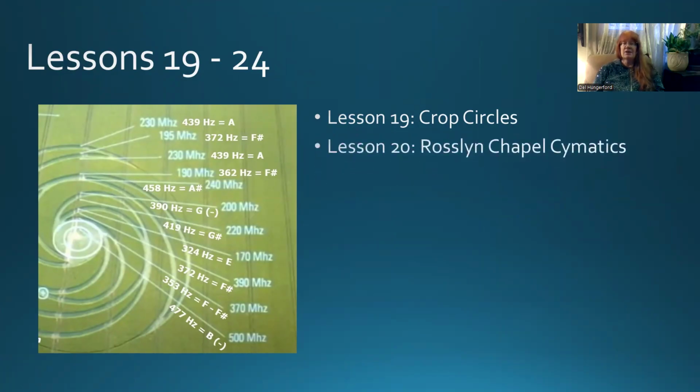Lesson 20, the Rosslyn Chapel Cymatics in Edinburgh, Scotland. And they've been there for years, and they've only been recently discovered, and they play a little tune.